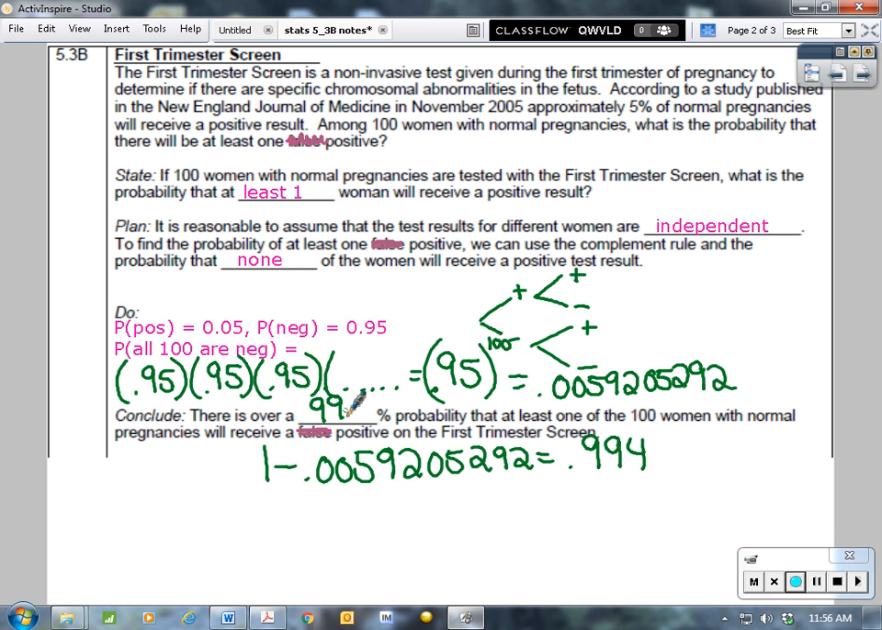Because there's not only one way to have one positive person out of 100. The first person can have a positive, or the second person can have a positive, or the third person can have a positive. So there's 100 different ways to have just one positive. Well, how many different ways are there to have 2 positives, and 3 positives, and 4 positives? And so we've got to be able to have a mathematical way of figuring that out. And that's what we're going to talk about in chapter 6.